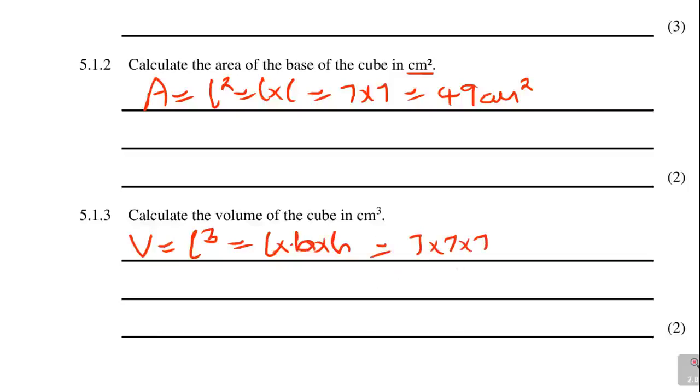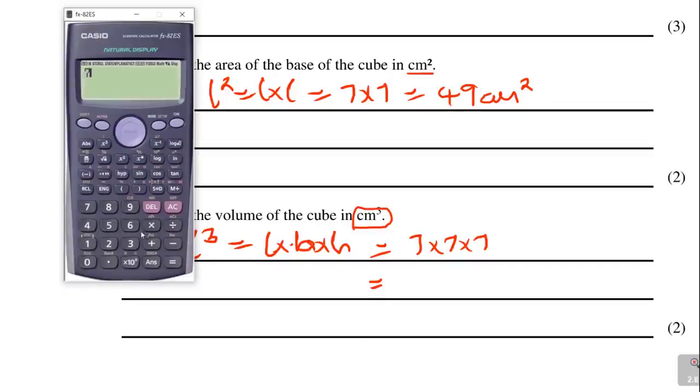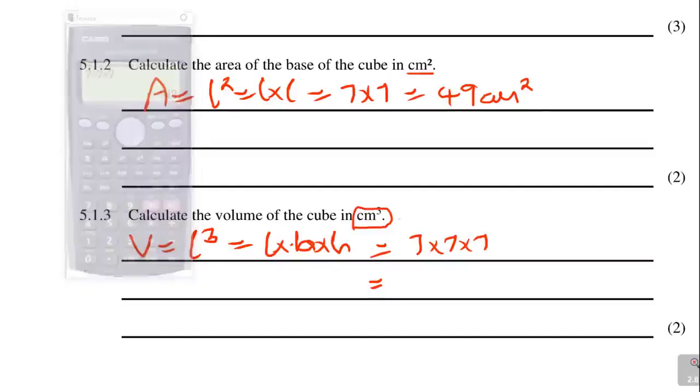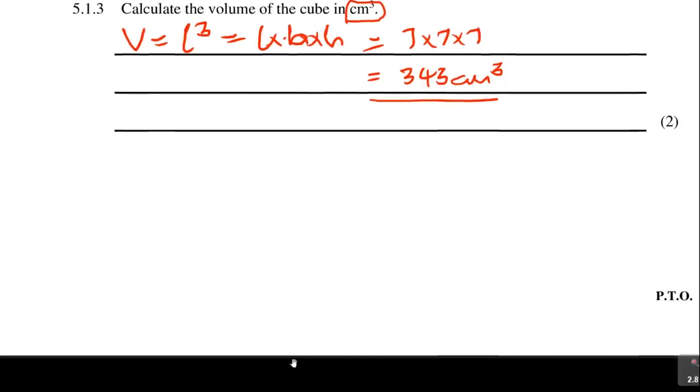Now they say it in centimeter cubed, so we don't have to change anything, which is equal to what? So guys, I hope you're paying attention on this, which is 7 times 7 times 7. It gives us 343, which is equal to, it gives us 343 what? Centimeter cubed, because they maintain the units. Alright, that is that part. And then that was that.